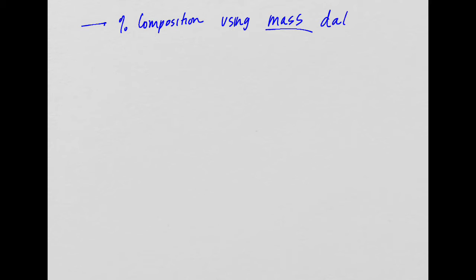We have two different things we can do with percent composition. We can find the percent composition by using mass data, which just means the masses of the elements. Or we can find the percent composition using the chemical formula.